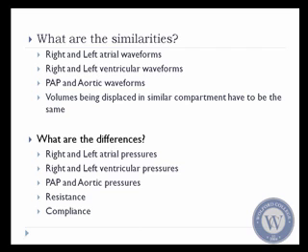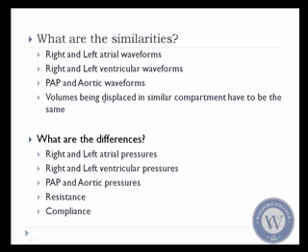But another similarity is that the volumes are being displaced in similar compartments. The right and left atrium basically have to push the same amount of volume to maintain a status quo. The right and left ventricles must also push the same amount of stroke volume out to maintain a steady state. Okay, and the PA and the aorta may also have to displace the same amount of volume equally. Now, what are the differences that you see?